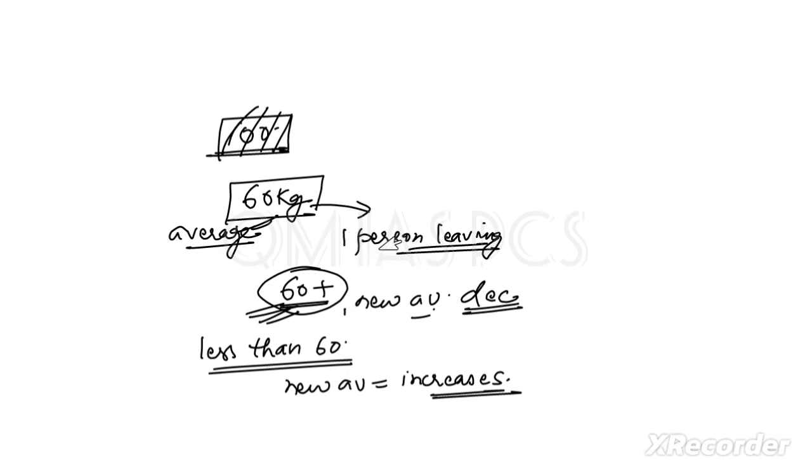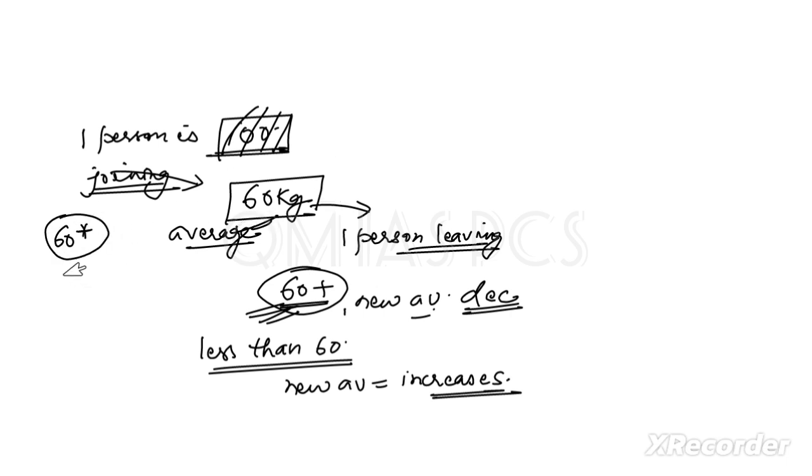So here we have the condition of one person leaving. And if one person is joining that group, in that case it will be just the reverse. If his or her weight is 60 plus, then the new average will increase. Why? Because his weight is more than 60, and earlier the average was 60 kg.